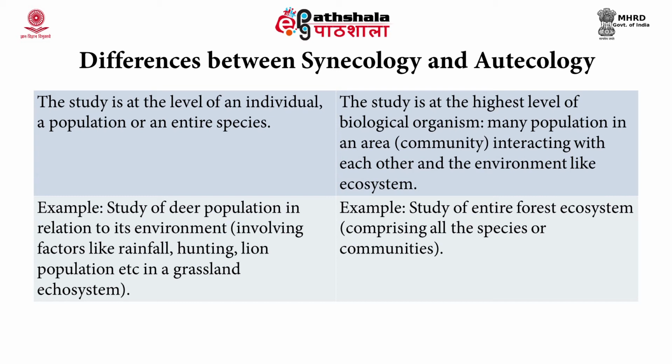Example of autecology, the study of a deer population in relation to its environment involving factors like rainfall, hunting, lion population, etc. in a grassland ecosystem. Example of synecology is the study of the entire forest ecosystem comprising all the species of the communities.